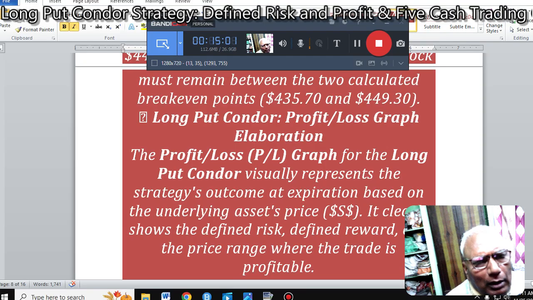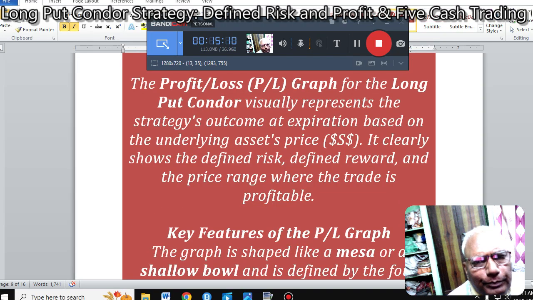Long put condor profit and loss graphic elaboration. The profit and loss graph for the long put condor visually represents the strategy outcome at expiration based on the underlying asset's price. It clearly shows the defined risk, defined reward, and the price range where the trade is profitable.